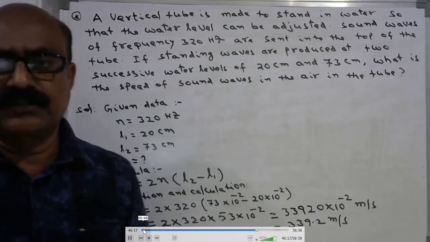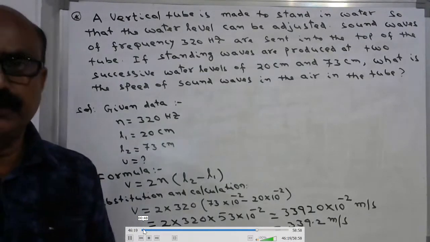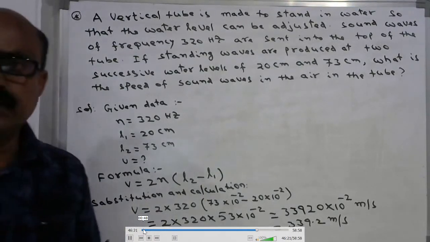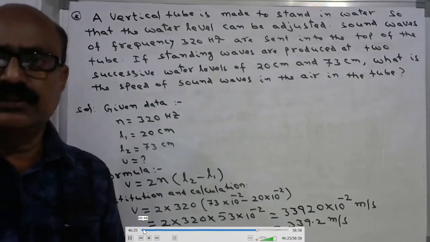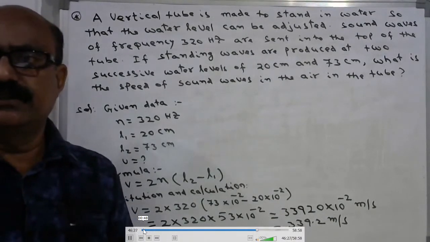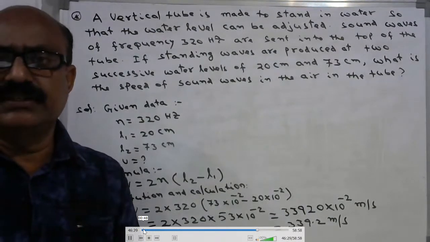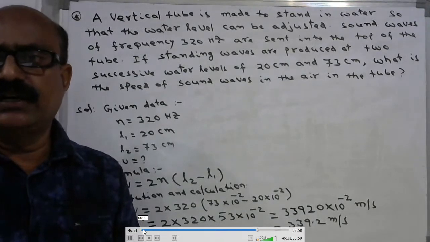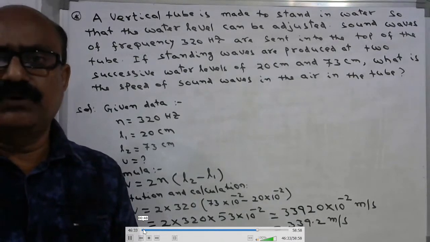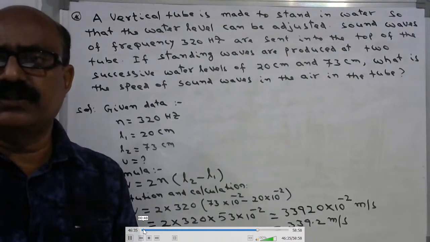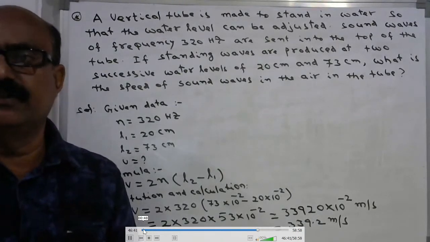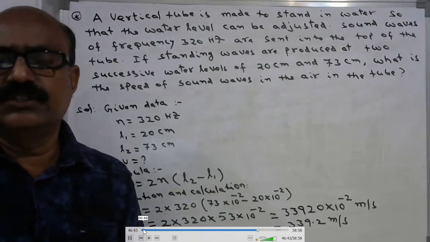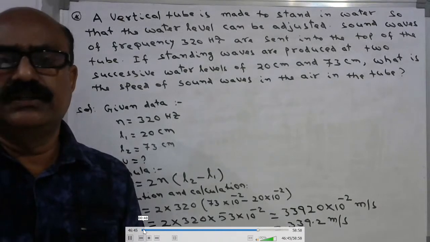Now let us solve one problem. A vertical tube is made to stand in water so that the water level can be adjusted. Sound waves of frequency 320 Hz are sent into the top of the tube. If standing waves are produced at two successive water levels of 20 centimeters and 73 centimeters, what is the speed of sound waves in air in the tube?